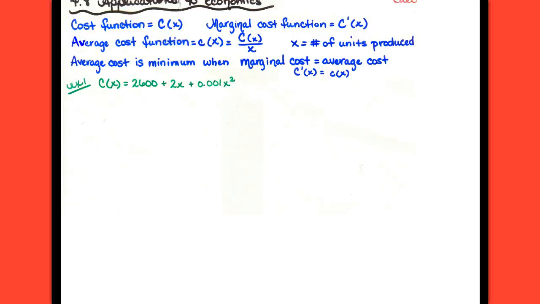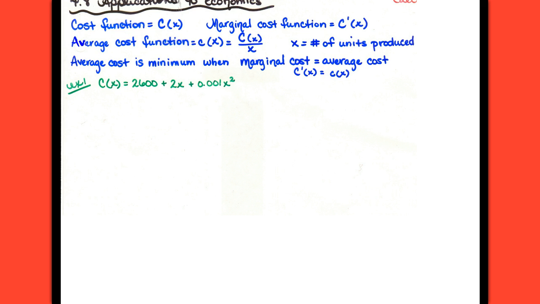Page 288, section 4.8. We are looking at applications of the derivative to economics. Now, we've actually talked a little bit about this before. You might remember we talked about the idea of marginal cost, and we said that a marginal cost would be the rate of change of the cost with respect to the quantity of items you were making.